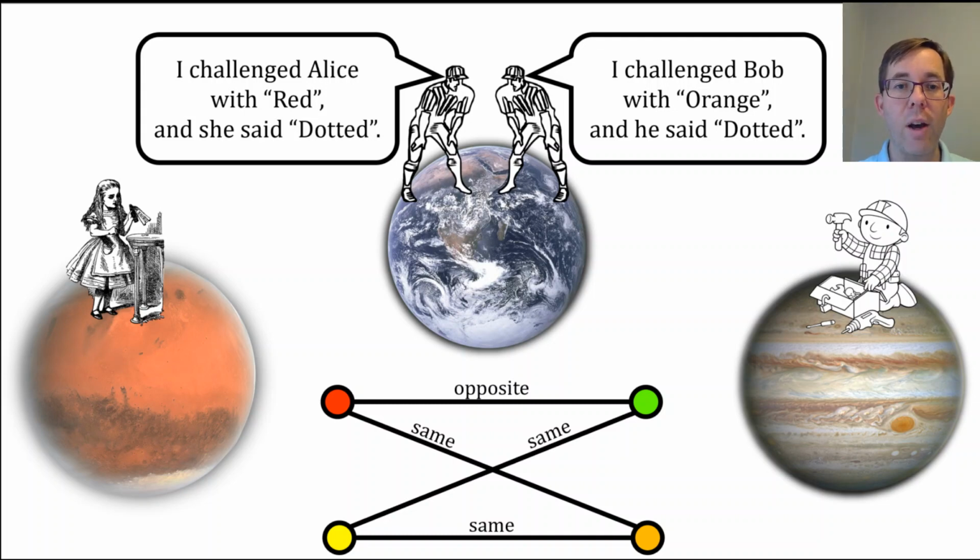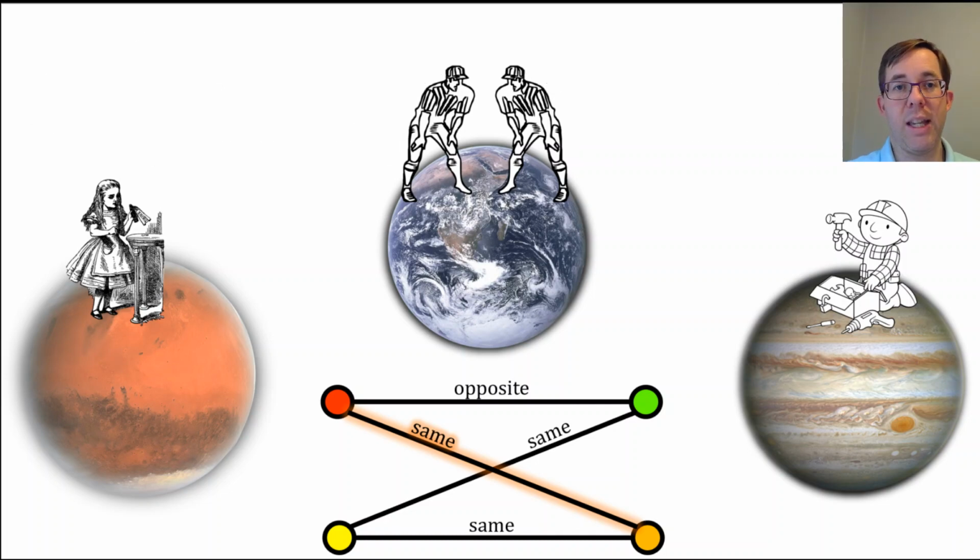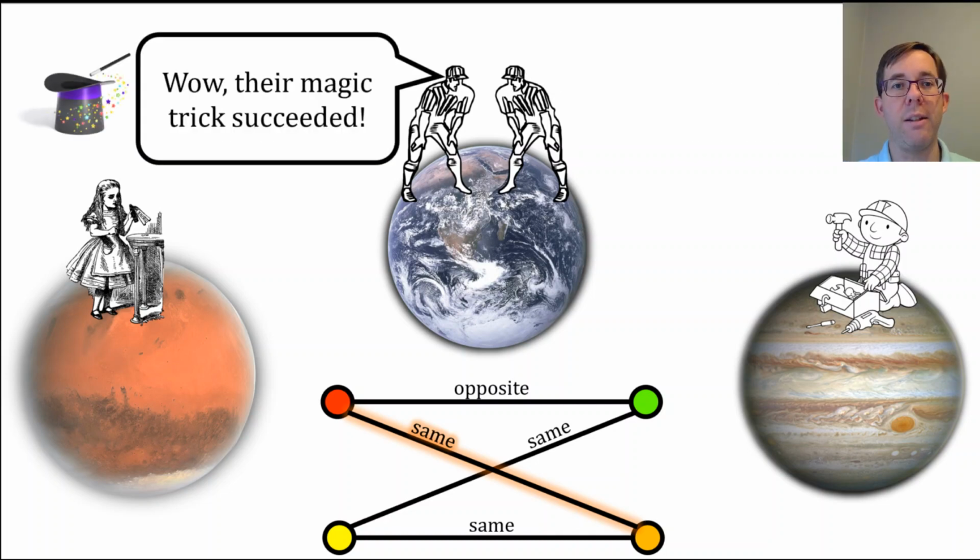Then they look down at the bipartite graph at the bottom here, and see what Alice and Bob claimed they were trying to do. In this case, since the challenges were red and orange, that means they were trying to give the same response. And in fact, good, they did. Alice said dotted and Bob said dotted. So what we say is, wow, their magic trick succeeded.